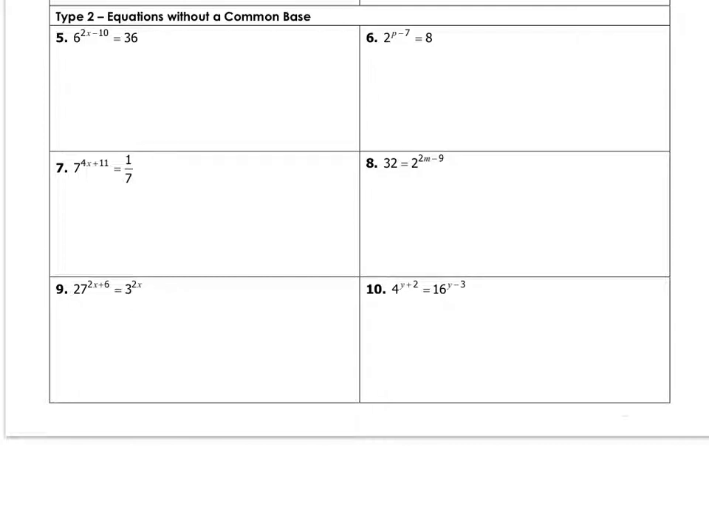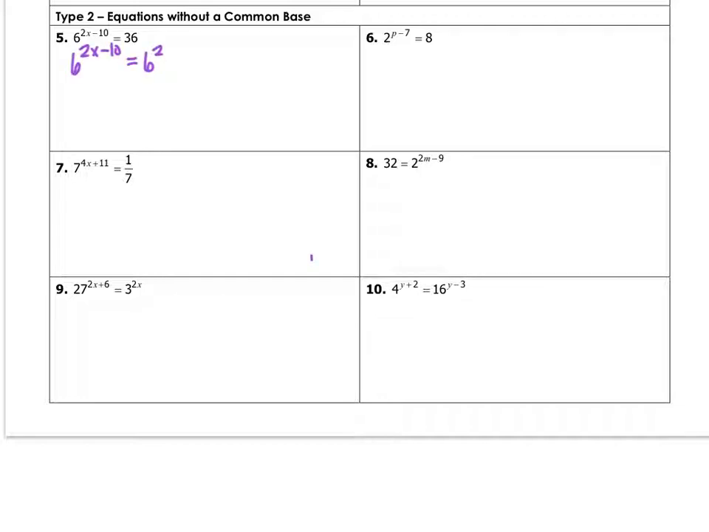Alright, so what do I do when I see a question like number 5? 6 to the 2x minus 10 equals 36. So the question I'm going to ask myself is, how can I rewrite the equations so that both sides have the same base? So when I look at this, I see that 6 is the base. So when I look at 36, is there any way that I can rewrite 36 so that it has a base of 6? So go ahead and think about that for a second. How could I rewrite 36 so that it has a base of 6?